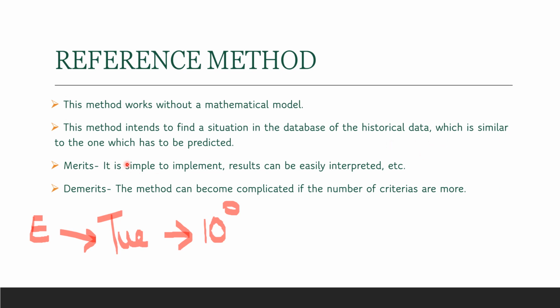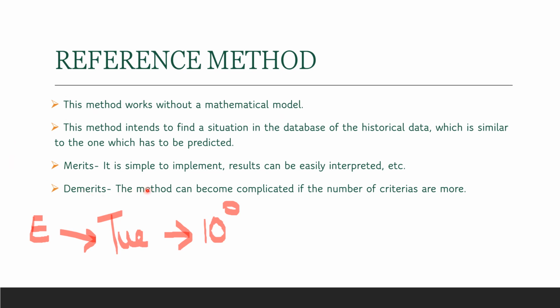So what we wanted to predict here, this is what we wanted to predict. We went and found a similar situation in our historical database. That is the intention of this method, to find a situation in the historical database that is similar to what we have to predict. That's what this method is all about.